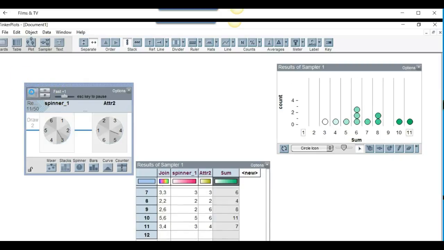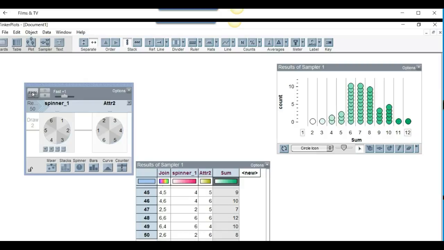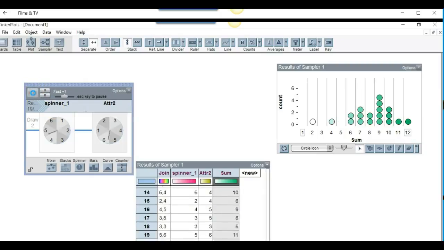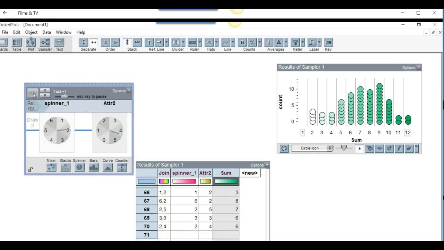One of the interesting things you can notice: the dot plot is gradually becoming pretty symmetrical, and it's appearing like a normal distribution curve. So that's what we are going to study today, how a normal distribution is created.